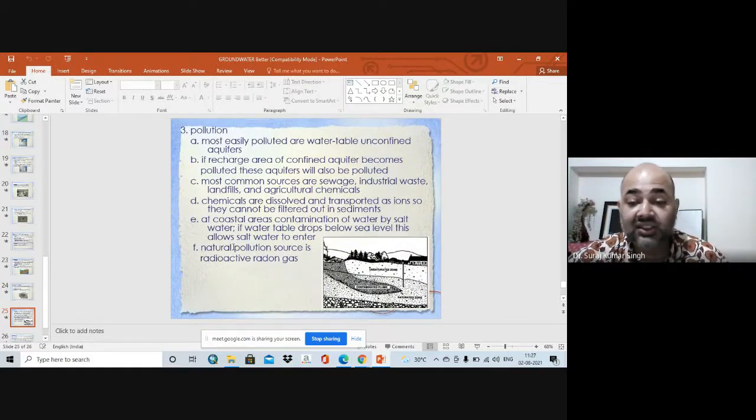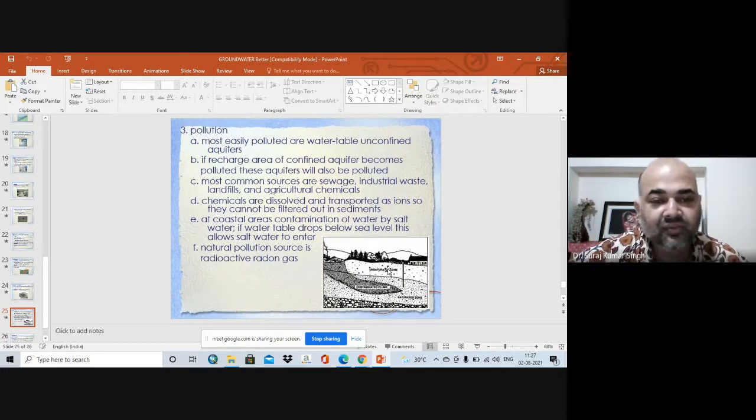Also, you will find a significant problem of pollution. The most easily polluted are the water table, unconfined aquifers. If the recharge area of confined aquifers becomes polluted, these aquifers will also be polluted, because of industries and waste: solid waste, industrial waste, or agricultural waste. The most common are sewage, industrial waste, landfills, and agricultural chemicals. Chemicals are dissolved and transported as ions, and they cannot be filtered out from the sediments.